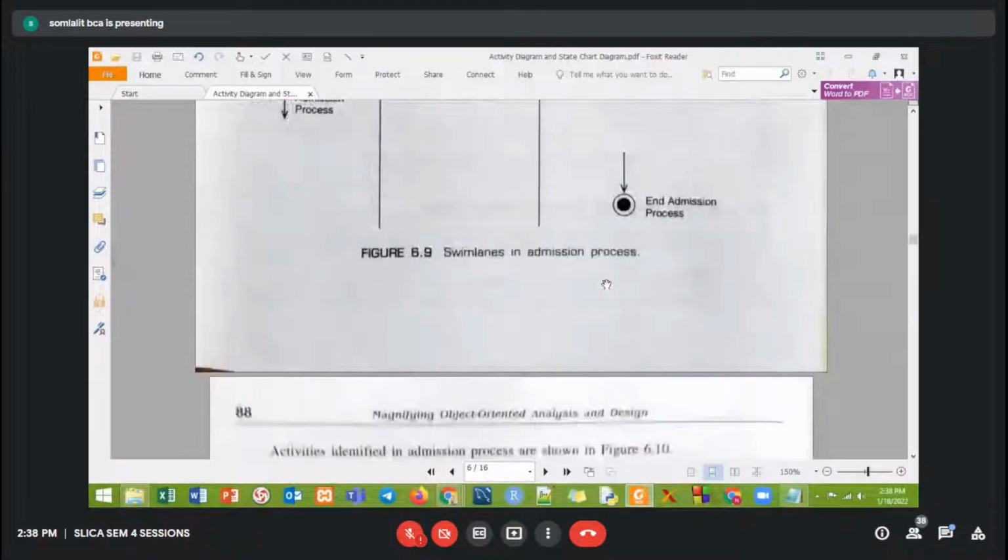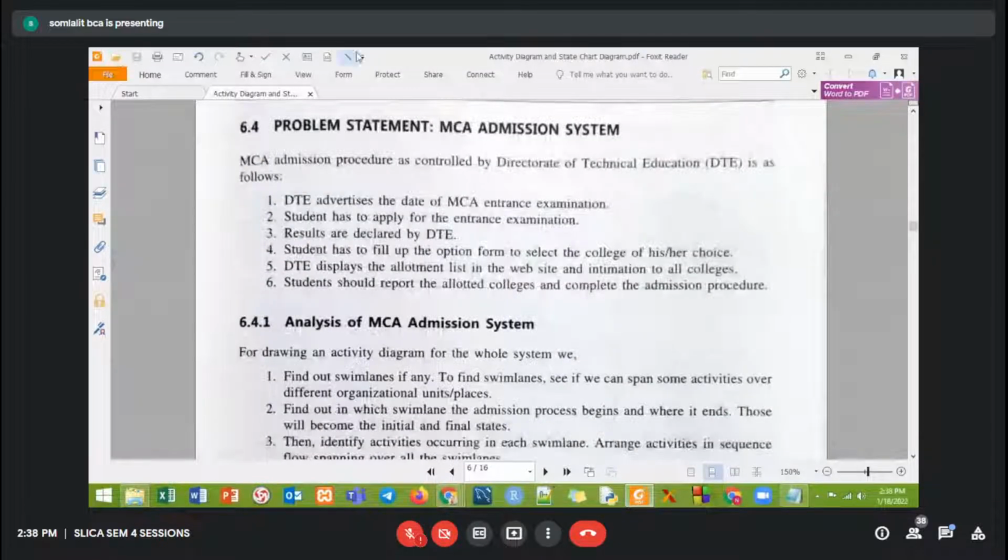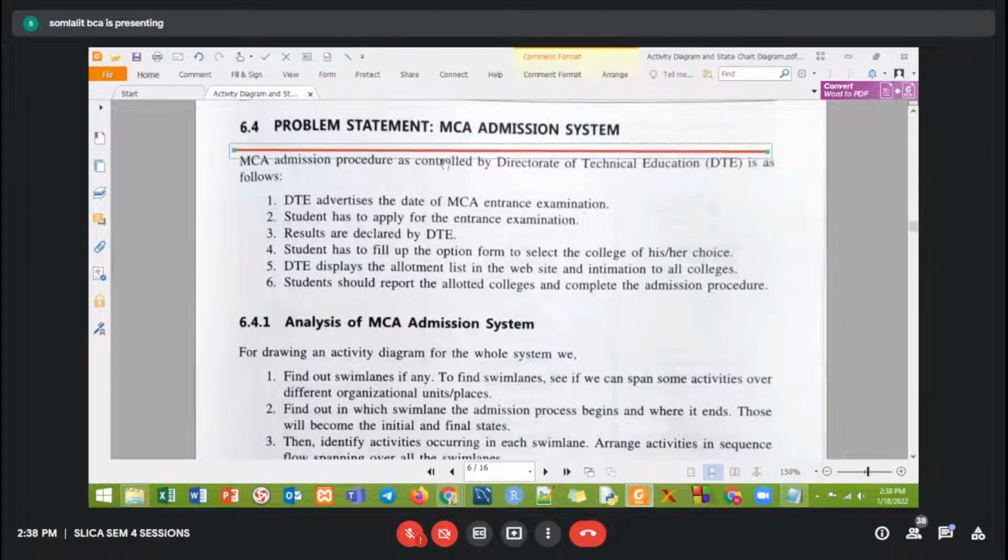Right, so it was an MCA admission process. Here you can see the problem statement is given, the whole problem statement. The MCA admission procedure is controlled by DTE, Directorate of Technical Education. So these are the steps that are written. Now in an examination, it may be possible the steps are not written as 1, 2, 3, 4, 5, 6, but they have given a paragraph.